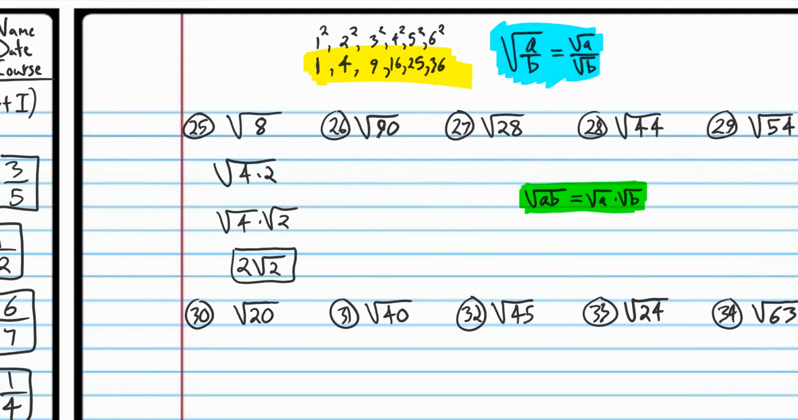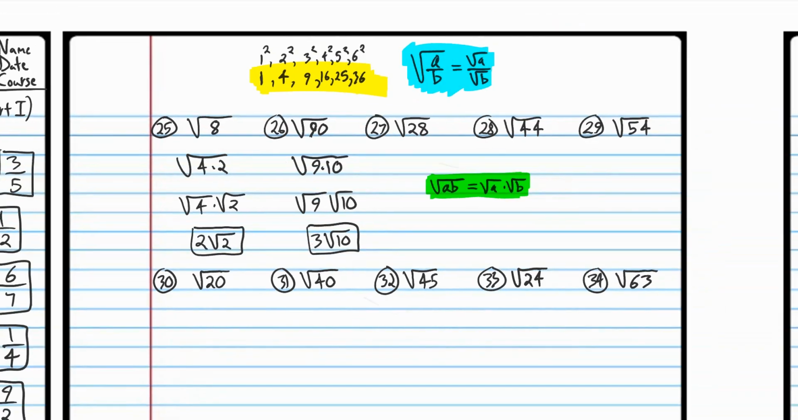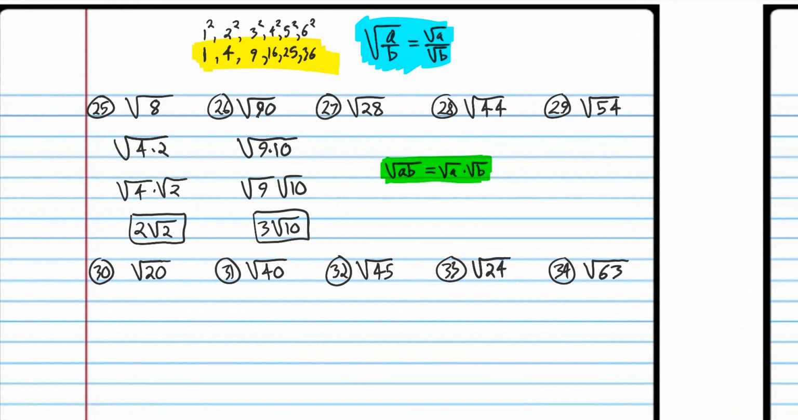And if you found that the perfect square is in the factorization 9 times 10, then you're correct, because 9 is on the yellow list. So now we use the green principle here, and we break it up. We break the square root up, and the square root of 9 is 3, and we just put the root 10 right next to it. So if you got 3 root 10, good job. If you got stuck there, that's okay. We have a lot more problems to do. So for number 28, go ahead and try that. And again, if you get stuck, we can do it together.